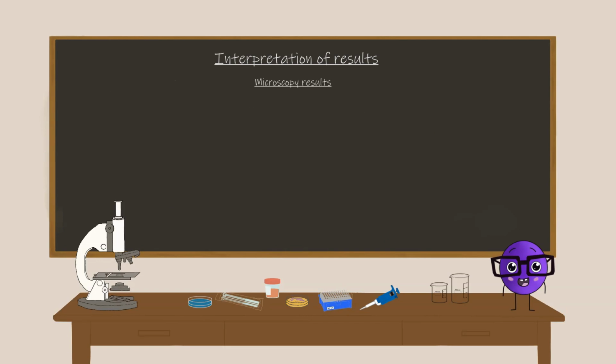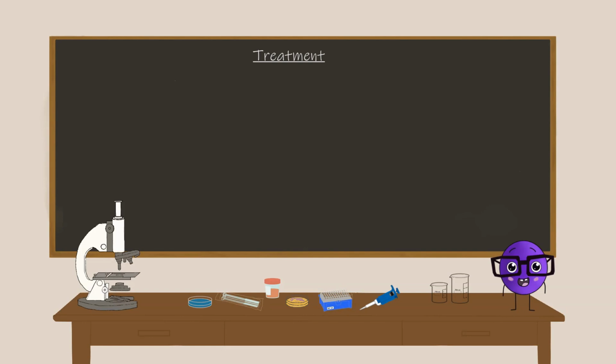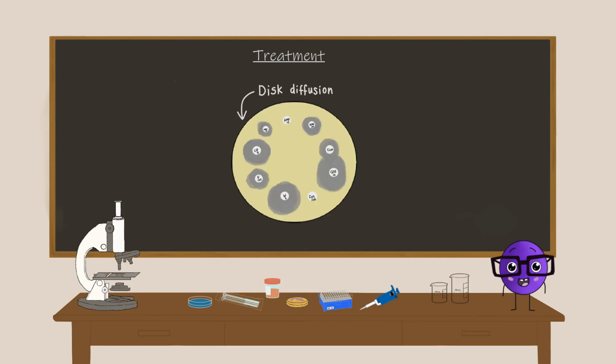Microscopy results. Presence of red and white blood cells along with growth of bacteria can indicate an infection. Laboratories establish their own criteria for interpreting results to determine true infection from contamination. Treatment. The disc diffusion method is used for sensitivity testing on urine samples. The set of antibiotics used for susceptibility testing is solely dependent on the type of organism present in the culture.